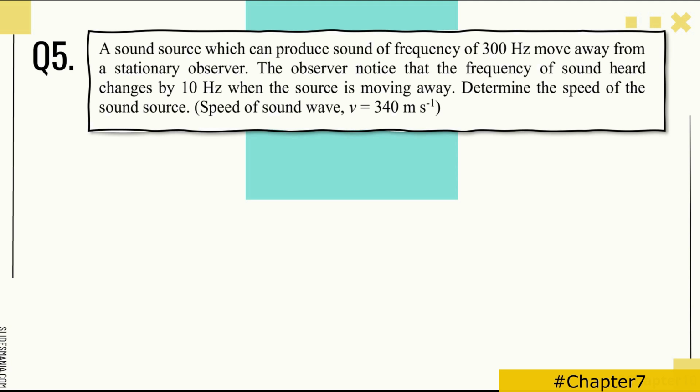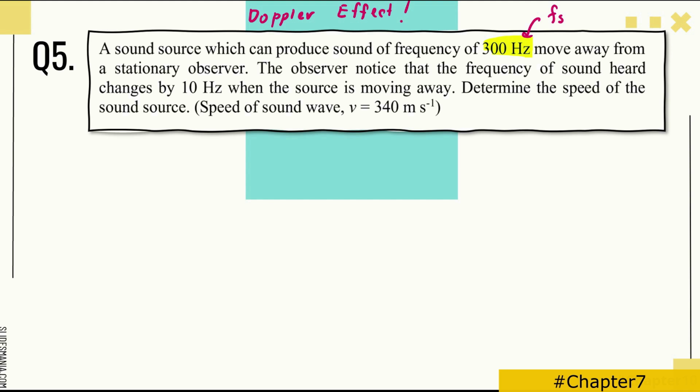Question number 5, the last question for this week. This is from Doppler effect. Let's look at the situation of the question. We have a sound source which can produce a sound frequency of 300 Hz. So this is the frequency of the source.